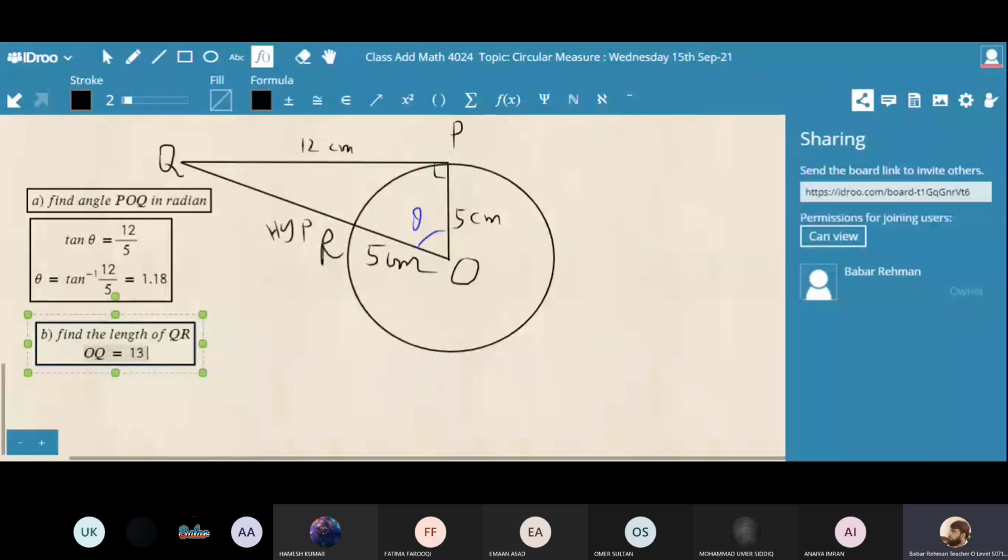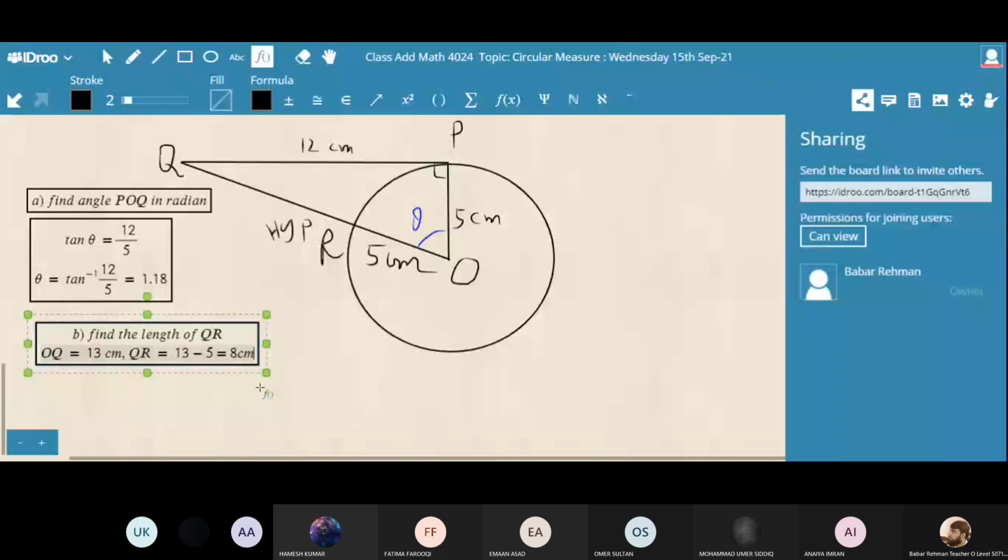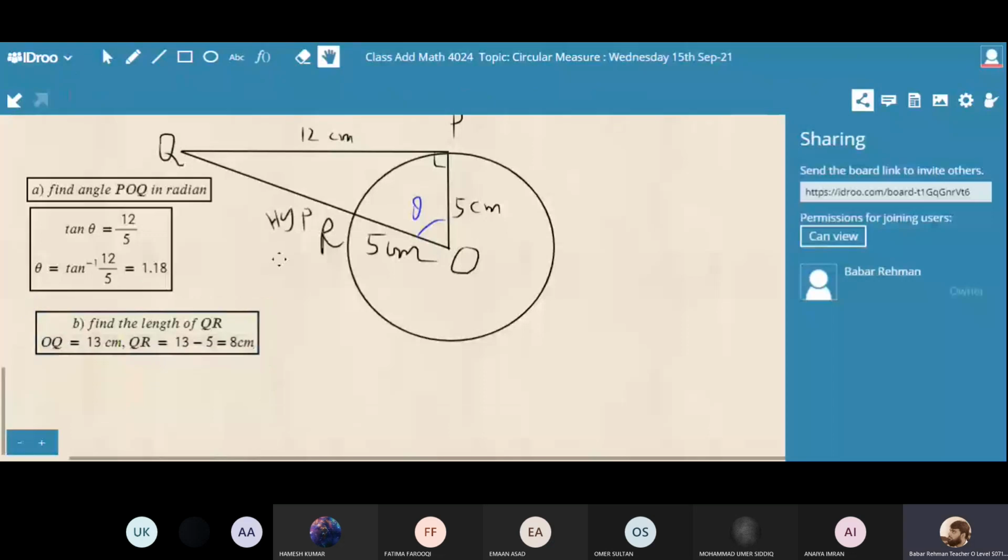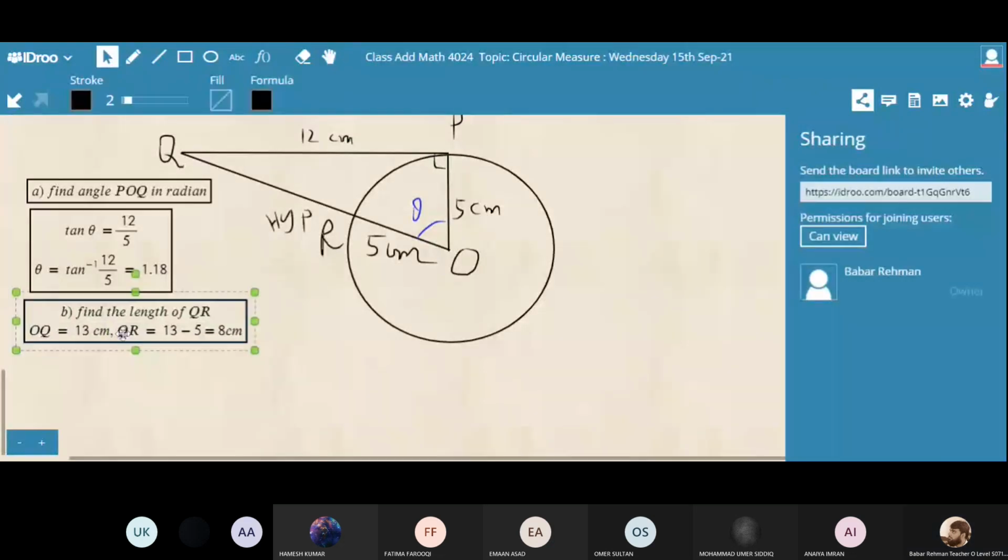आगे, उसके बाद क्या होगा, पूरी QR 8 आएगा. QR 8 आ जाएगा, माइनस 5 होगा तो QR. वेरी गुड, 13 में से 5 माइनस कर देंगे तो हमें मिल जाएगा 8 सेंटीमीटर. वेरी गुड. अब लास्ट पार्ट जरा बहुत ही ध्यान से करने वाला है, जरा देखिएगा प्लीज, बहुत ध्यान से करने वाला है. ये B पार्ट हो गया.